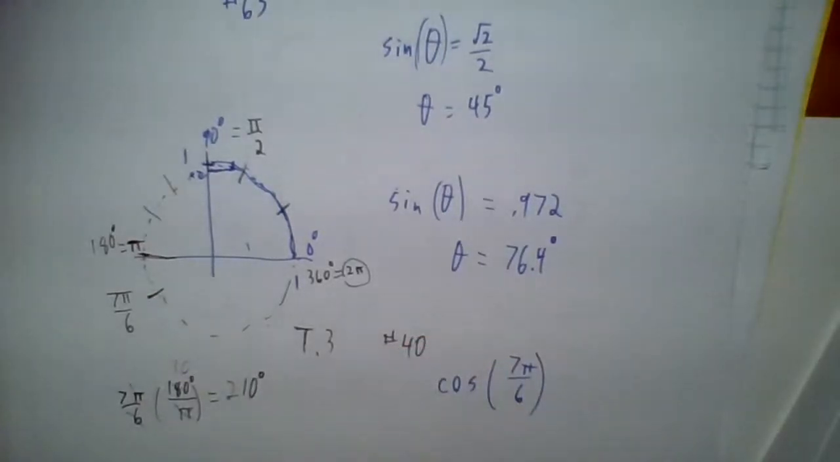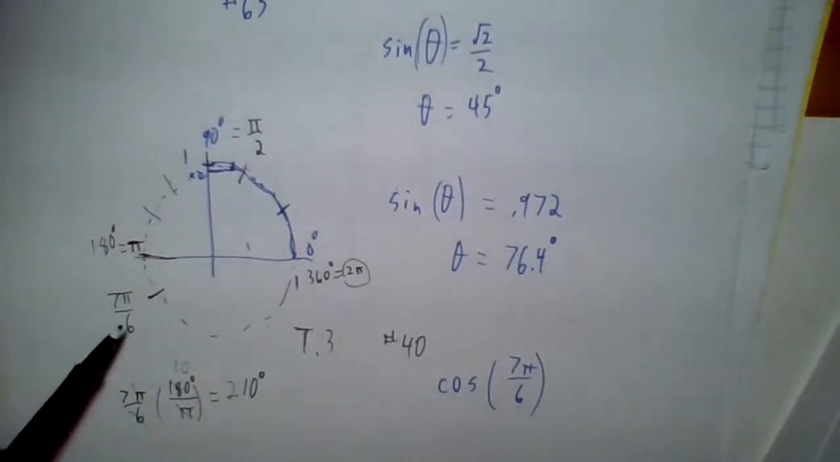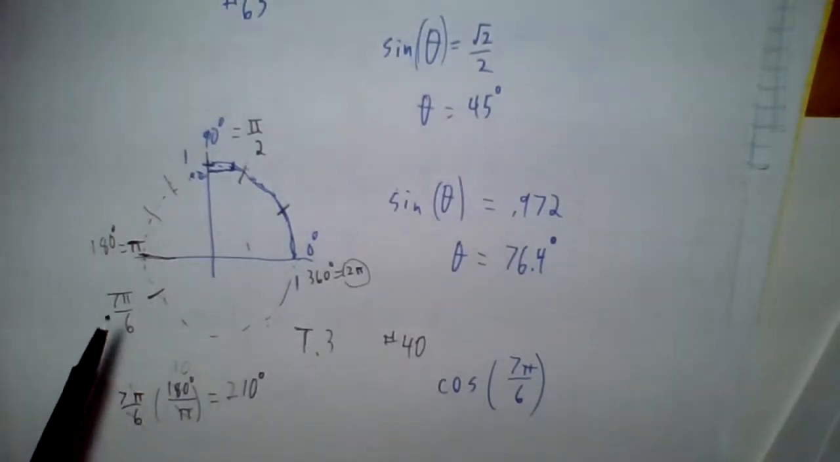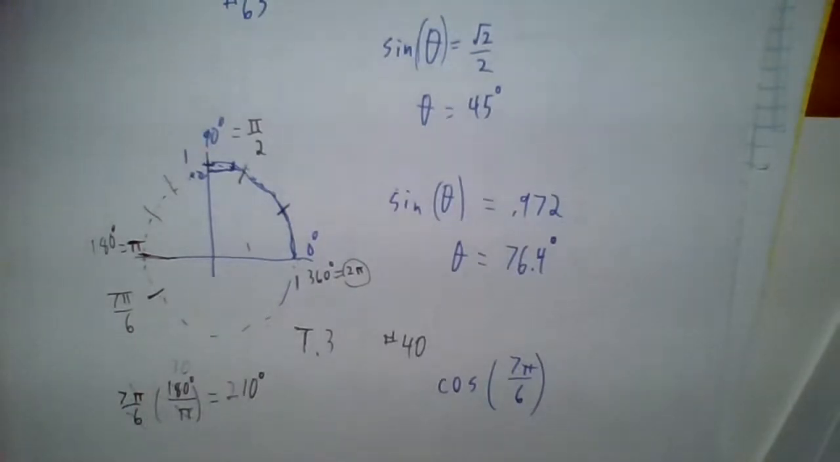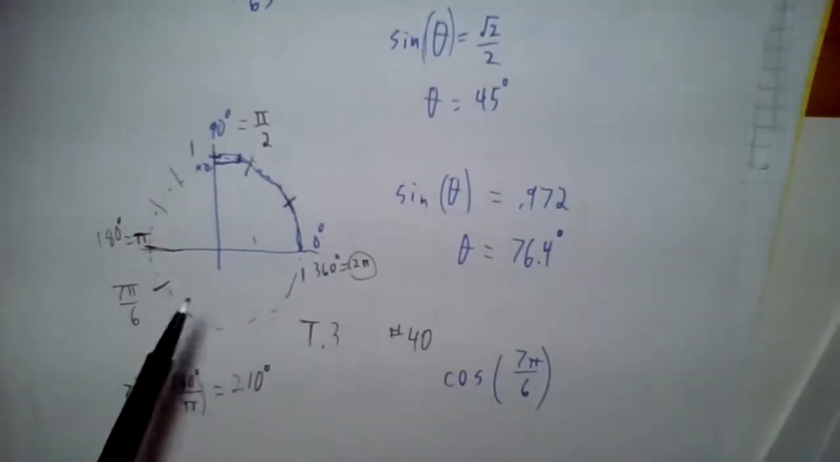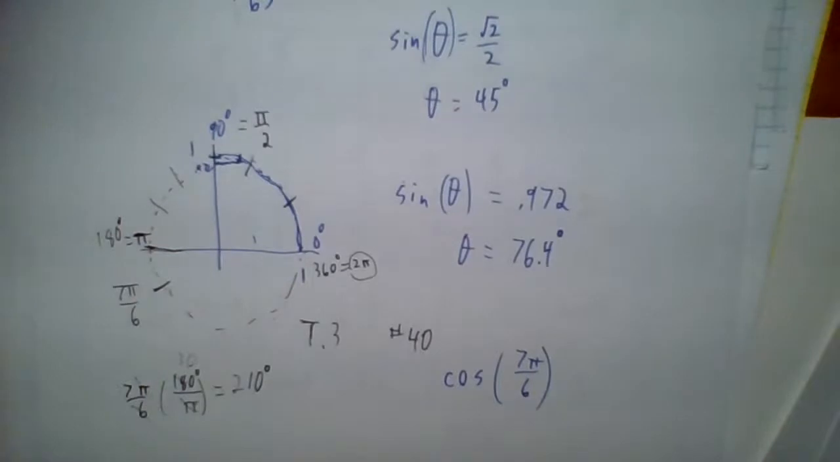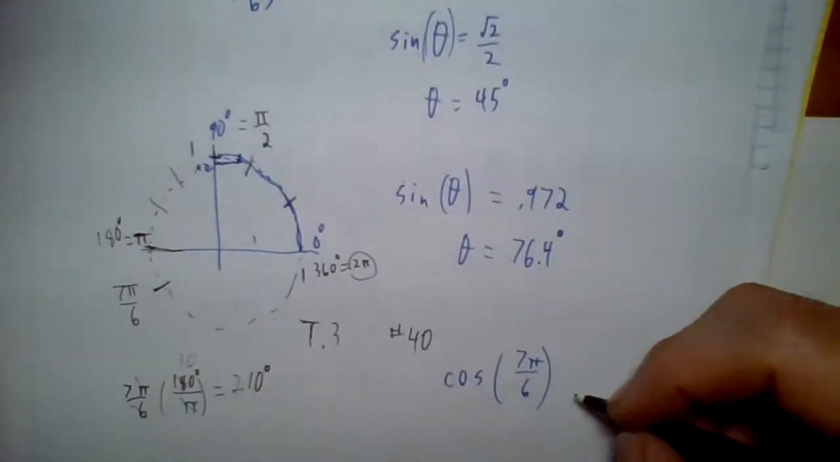But once you get used to the picture, you don't need to convert it to know where it is. You can see this is a little more than pi. You can see it's going to extend down into that third quadrant a little bit. It's negative x and negative y down here. So the cosine is actually going to come out negative. Cosine is x over r. It's the x value over here, which is going to be negative.